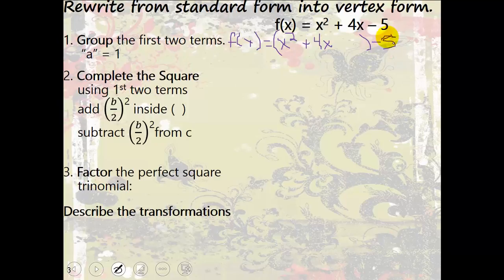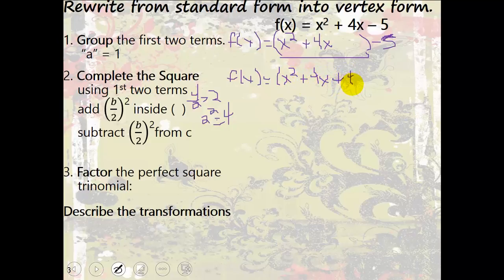Okay, now I'm going to complete the square in here. We know how to do that. We're going to take half of b, so 4 divided by 2 is 2, and then we're going to square it. 2 squared is equal to 4. So I'm going to add 4 in there, so I have f of x is equal to x squared plus 4x plus 4. All right, and now I have this negative 5.